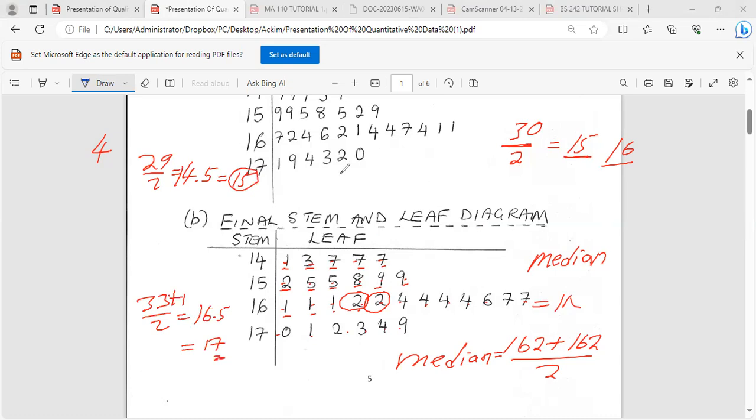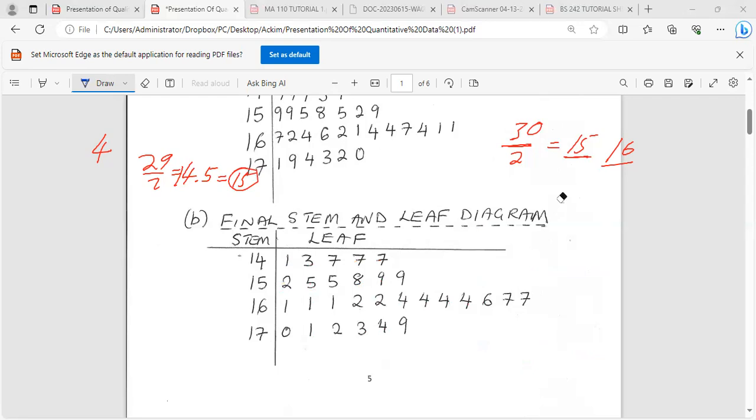So if the total is odd, it means there is one number in the middle. But if the sample size is even, it means there are two numbers. In our case the data set was 30, so there are two numbers in the middle. You find the median by finding the average of the two middle numbers.